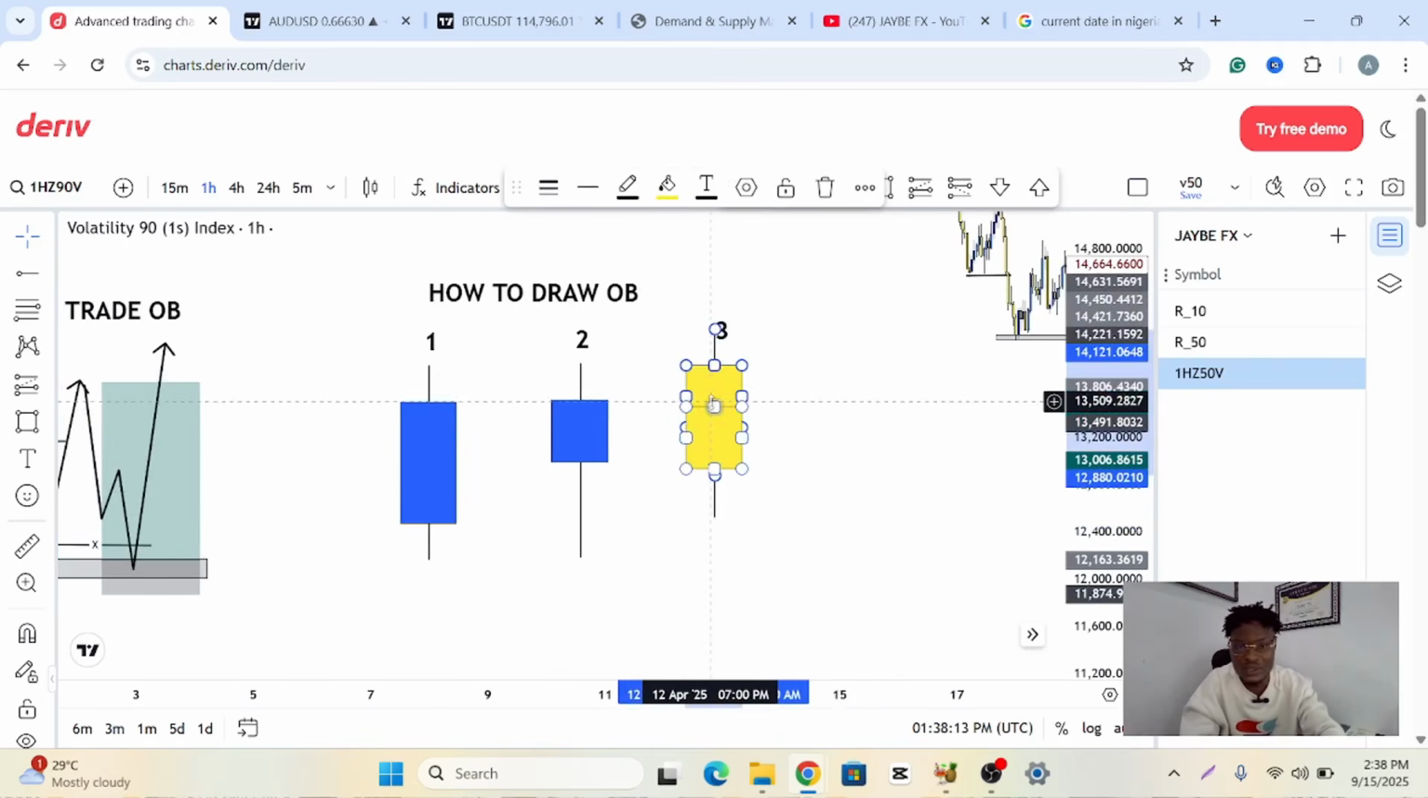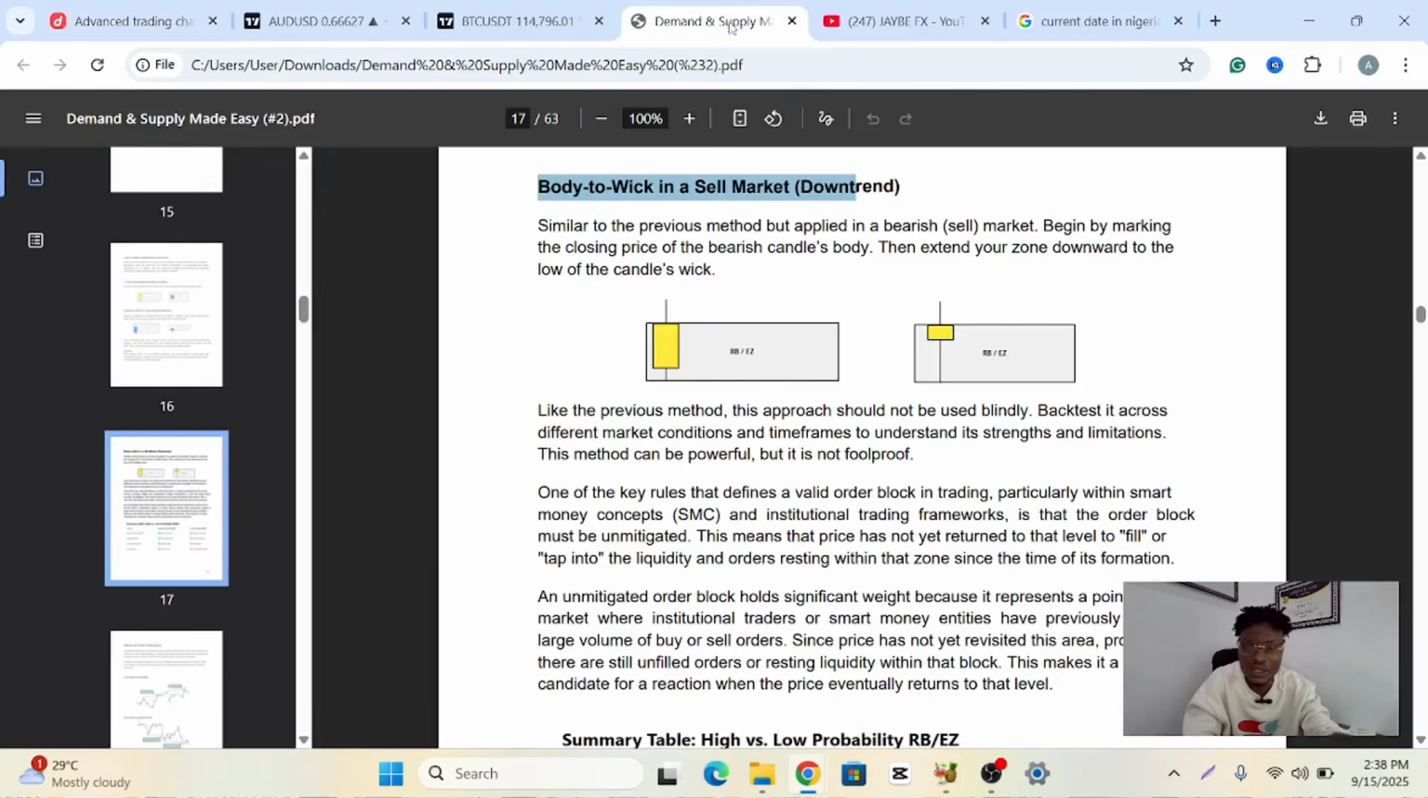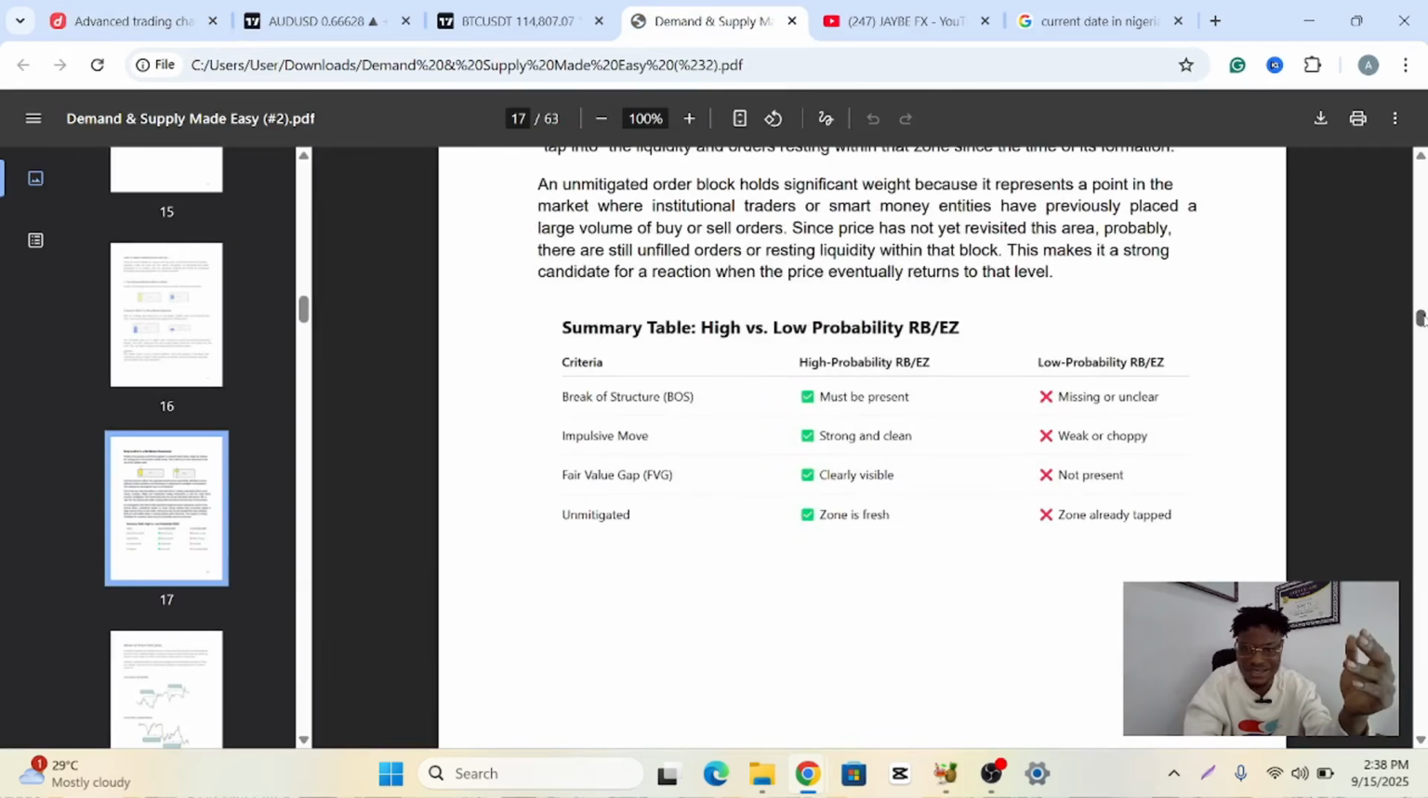Now this one is not included in the book. Let me show you. It's not included. I recently started using this.